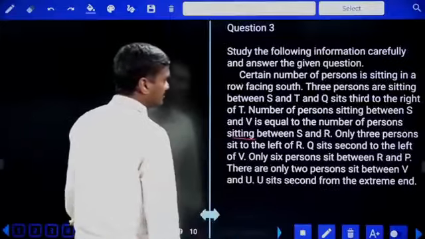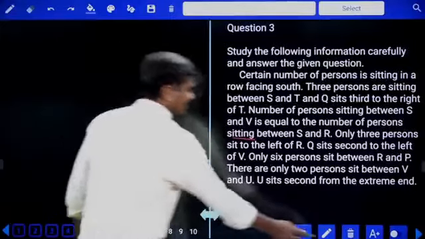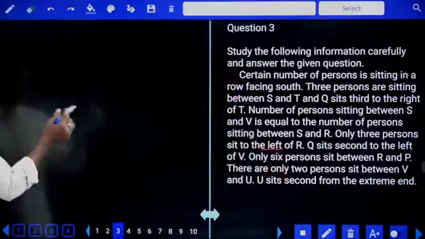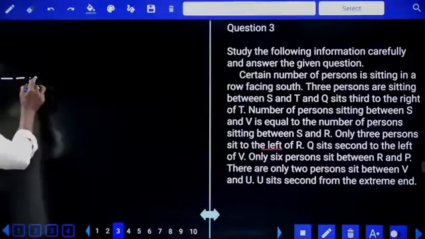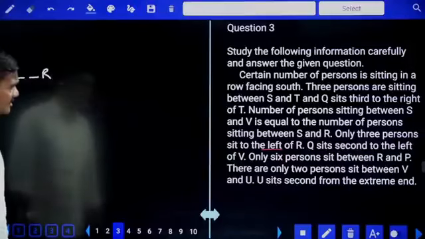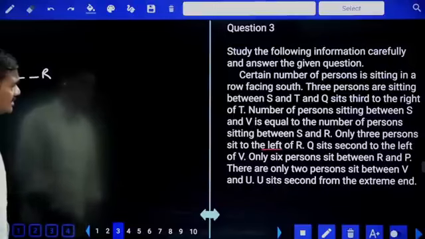Now only 3 persons are sitting to the left hand side of R. R left hand side, how many, tell me, 3. That means R is fourth from the left hand. 1 2 3. Only 3 persons to the left hand side of R. And next one, Q sits second to the left of V.